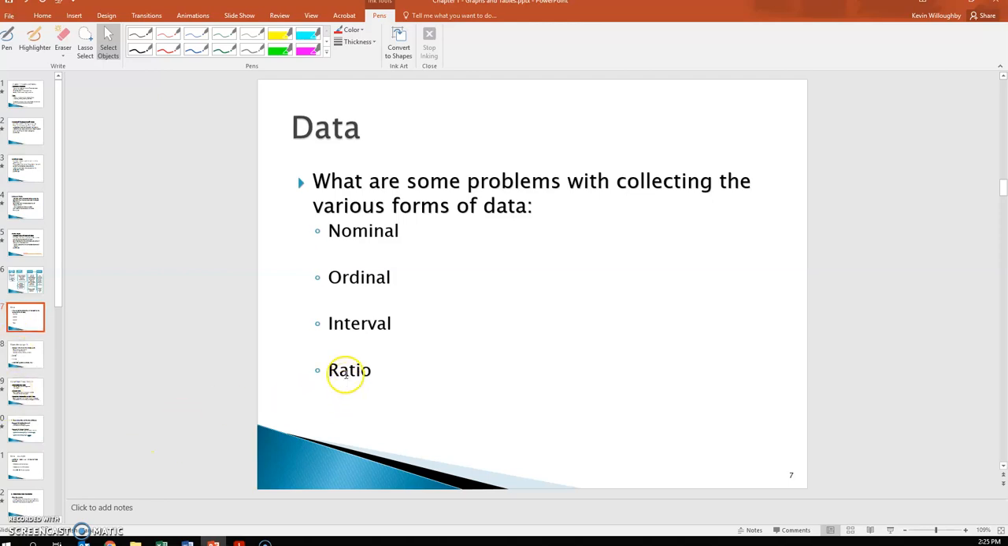Ratio data, far more useful than nominal data. A lot more calculations we can do with ratio data. So ratio data is the most useful. It's also the most difficult to get.